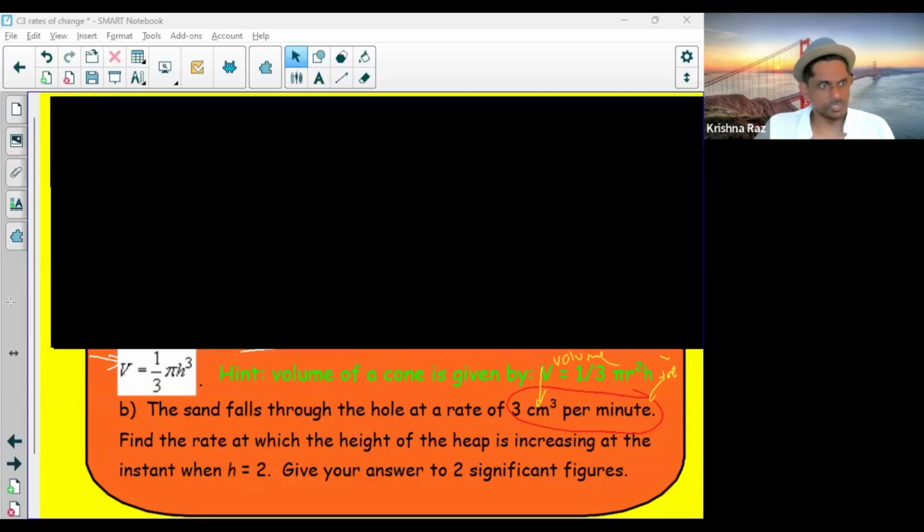Maybe when you read the question, you want to write the unknown first. So you read the question, it says, find the rate at which the height is increasing. So rate is a hint that we're dealing with time and height is h. So maybe you write your chain rule like this.